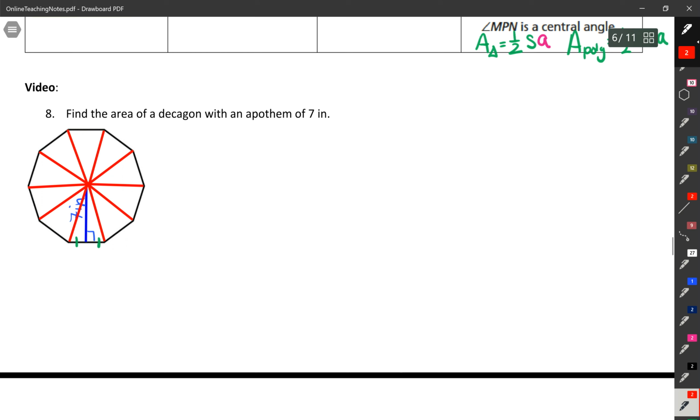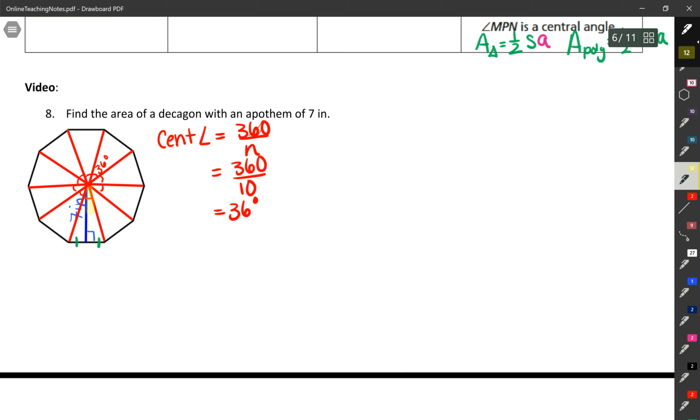So that means, let's find that central angle. So the central angle would equal 360 divided by n. So n in this case is 10, so it's 360 divided by 10. So the central angle measure is 36 degrees. So each of these angles in here is 36 degrees, each of those red angles. And then once we drew the apothem in, the apothem bisected that angle.